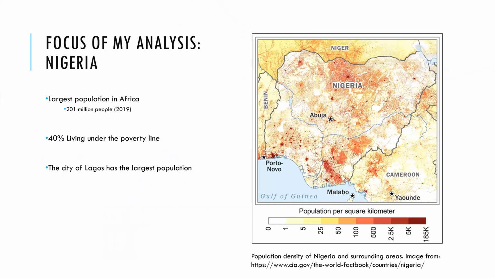So for my analysis, I focused on Nigeria. It seemed like the largest population in Africa. A lot of people were living under poverty. And the city of Lagos has the largest population. This area in Lagos was also where the first COVID case was recorded.